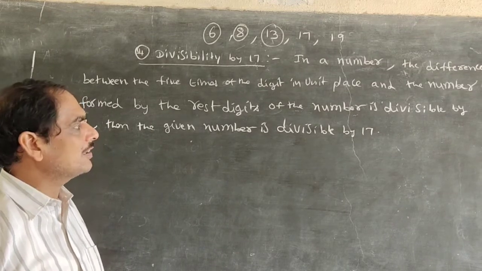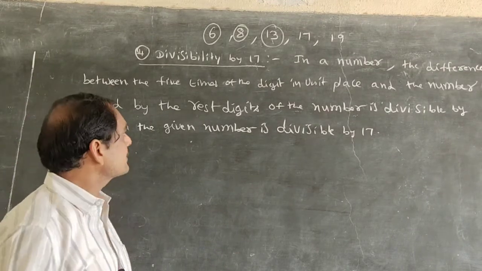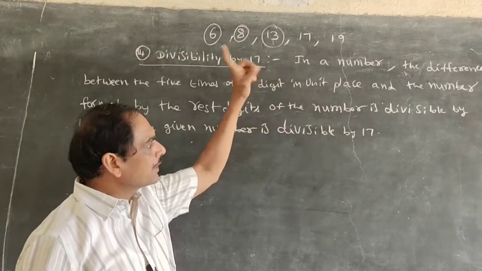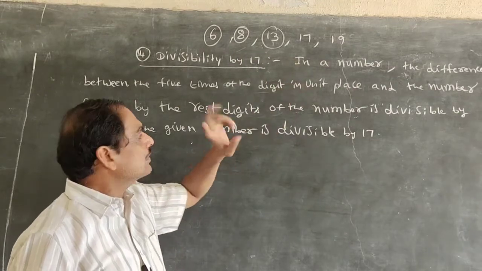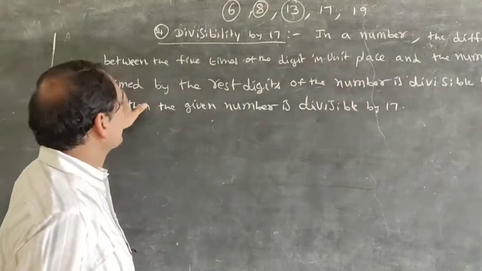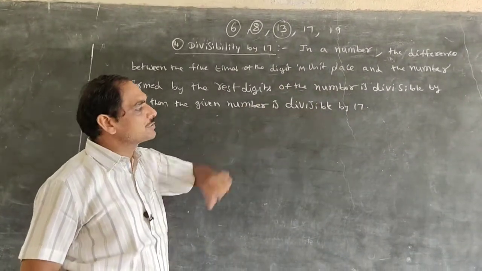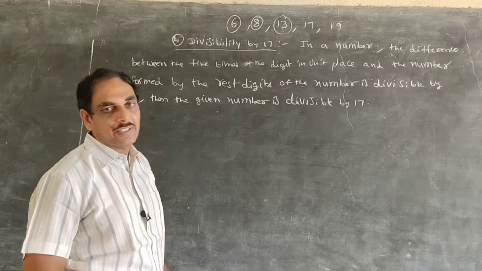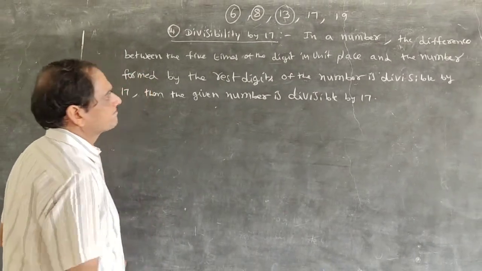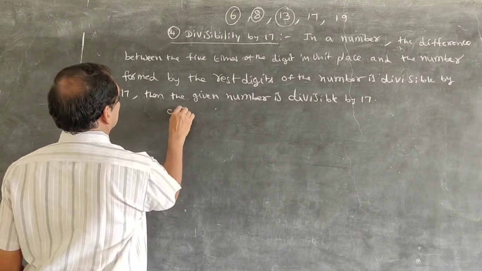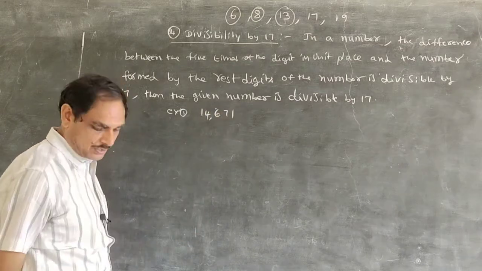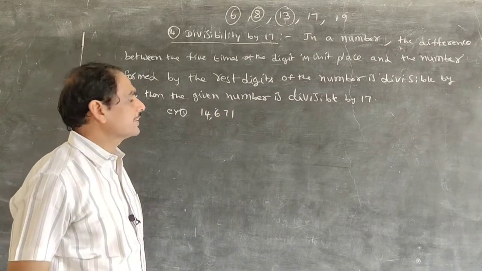by 17 or not, first we find the difference between the 5 times of the digit in unit place of the number and the number formed by the rest of the digits of the number. If it is divisible by 17, then the number is divisible by 17. Here we take example 1, that is 14,671.